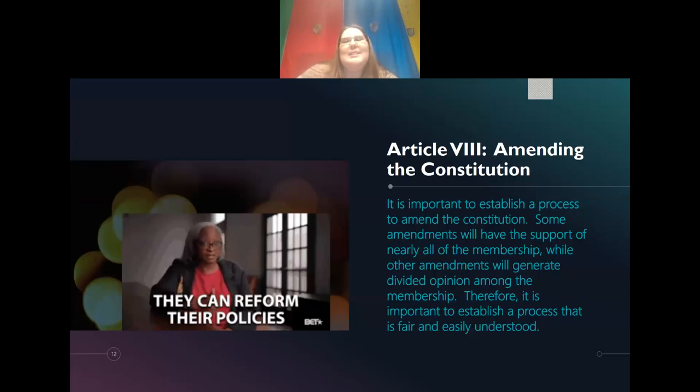But again, amending the Constitution is a great way that as you grow, you have these amendments in place so that you can continue to change and develop with the growth of your organization. And then lastly, the last thing to consider would be how many people have to be in favor of it to pass. Is it 50% plus 1, 2/3, 3/4? What is that?